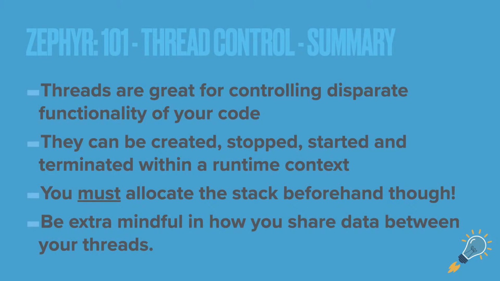And a quick summary. Threads are great for controlling disparate functionality in your code. So you have a main function, you might have a UART processing function. I know for me, I have a cloud client, and that has its own thread for processing events as they happen, and also sending data to the cloud, or encoding, decoding. And they can be created, stopped, started, and terminated within a runtime context.